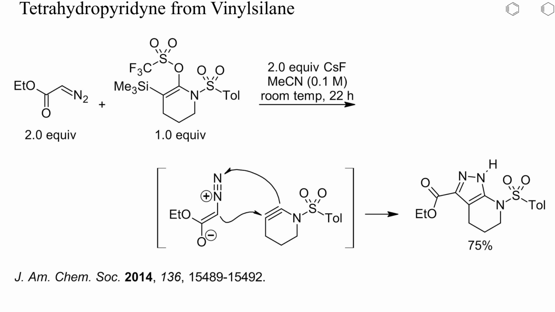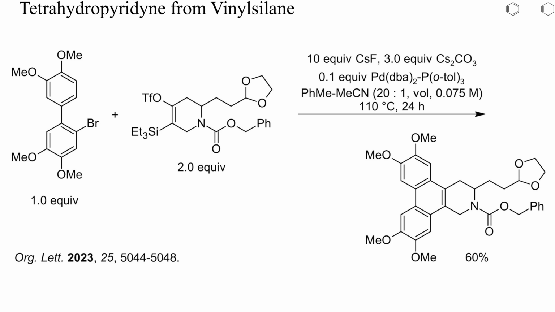Heterocyclic 6-membered alkynes have also been investigated. Here a tetrahydropyridyne reacted with ethyl diazoacetate to a pyrazole. In this example, a heterocyclic alkyne reacted with a biphenylyl palladium complex to a substituted phenanthrene. A benzyl carbamate and an aldehyde acetal remained unchanged.